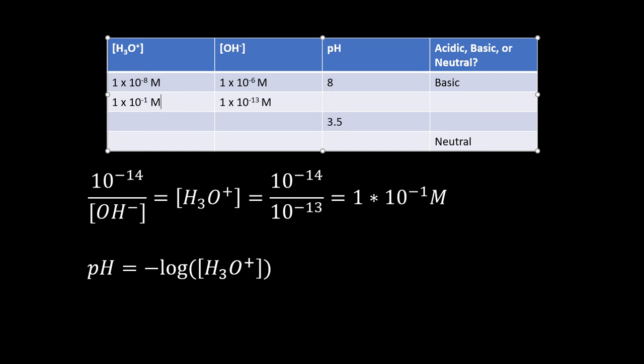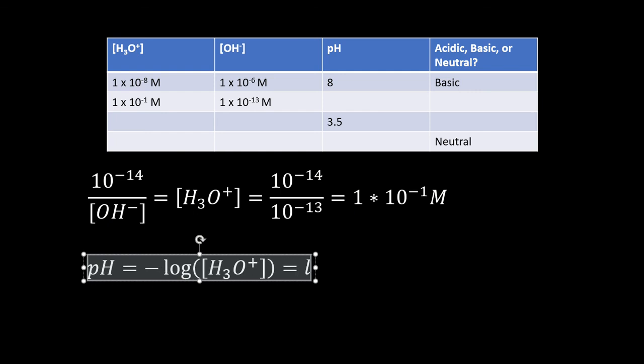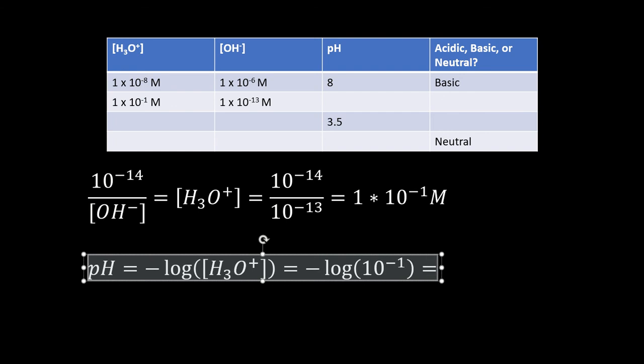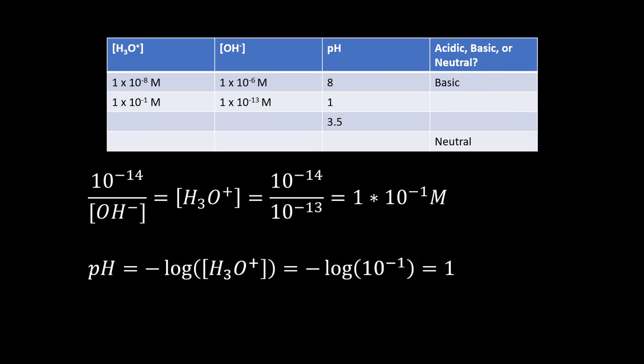And now that we know our hydronium ion concentration, to solve for the pH, we just need the negative log of that hydronium ion concentration. So negative log of 1 times 10 raised to the negative first power is just going to come out to be 1. Therefore, the pH of this solution will be 1. pHs below 7 are acidic, and in this case, being very far below 7 means this is a very acidic solution.